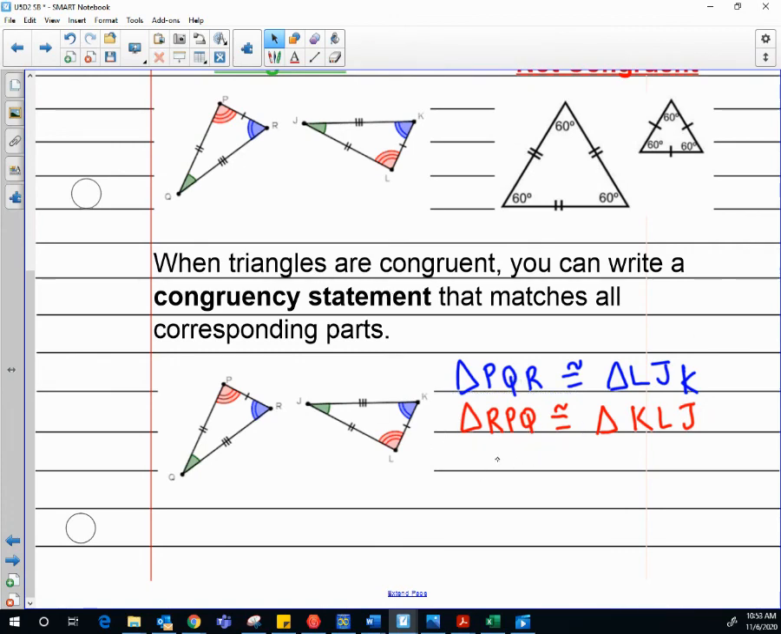Okay? And you could come up with some other ones. How you organize the letters in your first one will depend on how you organize the letters for the second one. And if I'm only given congruency statements, I should be able to tell which angles are congruent, and I should be able to tell which sides are congruent. And that's basically it for the congruency statements.